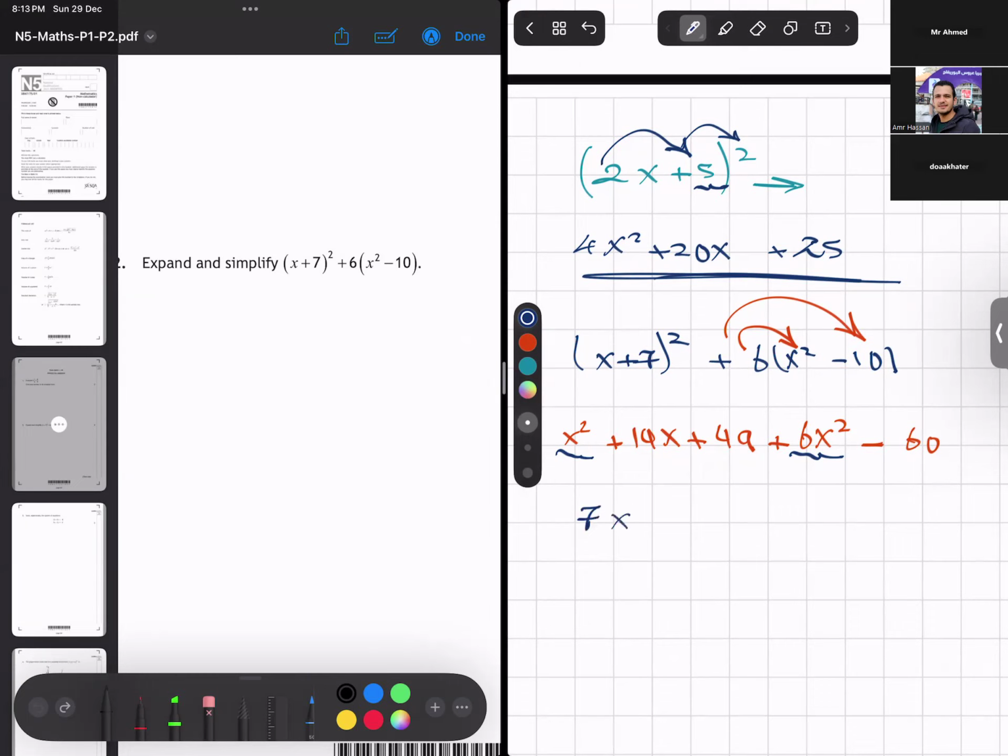7x squared. Right. This one, there's no other one to be able to add them together, so I have to bring it down. And then we have 49 minus 60, which is -11. Yeah, -11. I wouldn't be able to make it simpler than this one, so I'll just keep it like this.